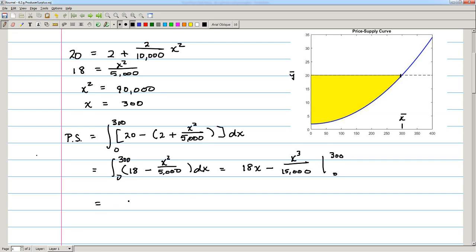Well, this gives us 18 times 300 minus 300 cubed over 15,000. Let's see, 300 squared would be 90,000, divided by 15,000 times another 300. So we have 18 times 300 minus, 90,000 over 15,000 is 90 fifteenths, which is 6, so 6 times 300. 18 times 300 minus 6 times 300 would be 12 times 300, or 3,600. $3,600.